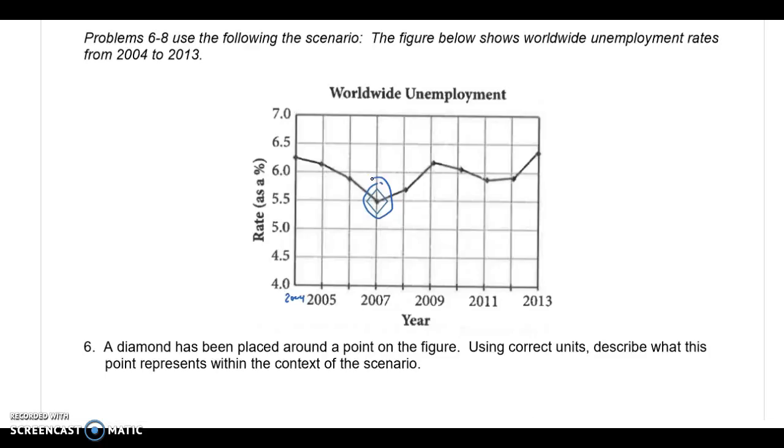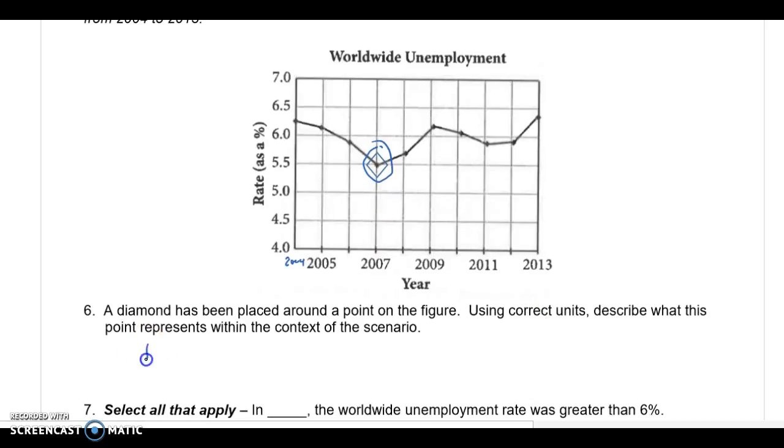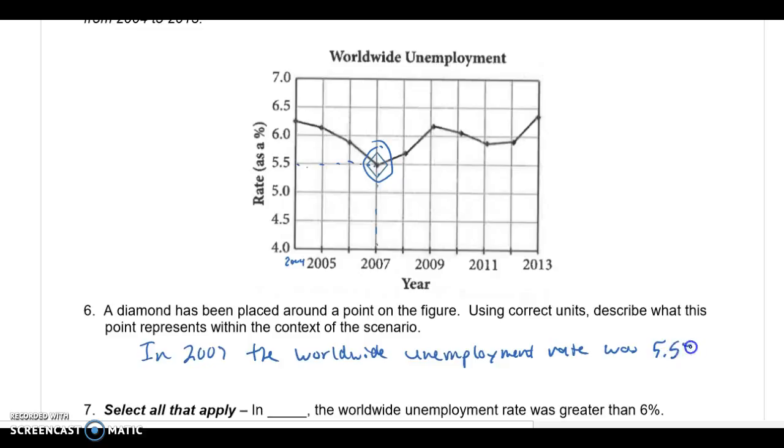Question 6 says a diamond has been placed around a point on the figure, so that's this one right here. Using correct units, describe what this point represents within the context of the scenario. I'm going to first start with the time. We know that the time here is 2007, so we're going to say in 2007, the worldwide unemployment rate was, let's see, so we have that 2007 here, and if we go over to there, was 5.5%.